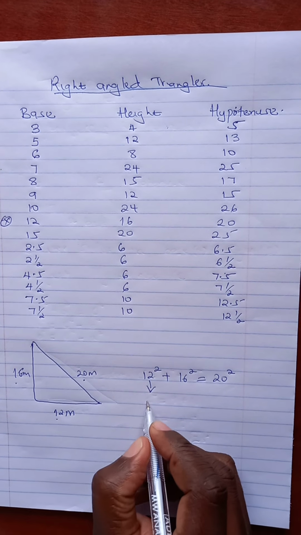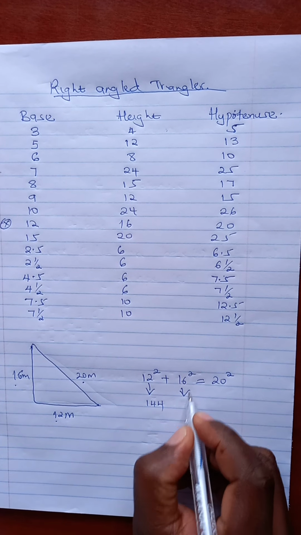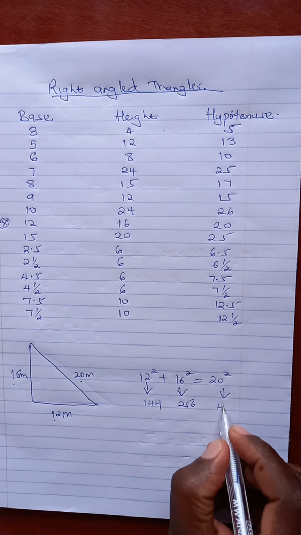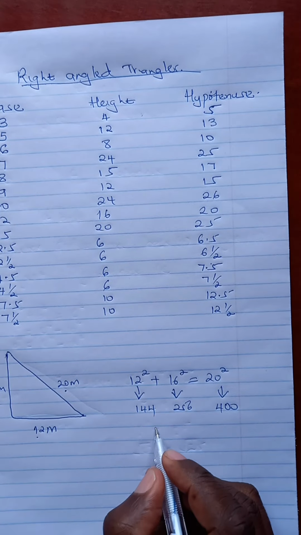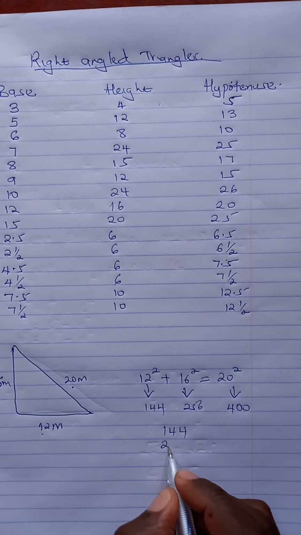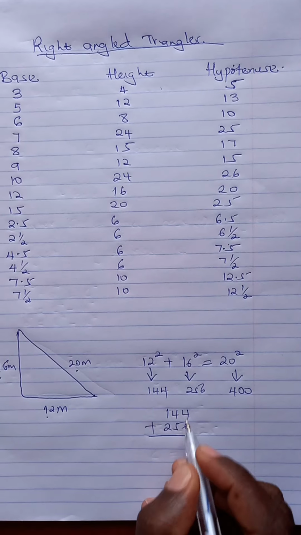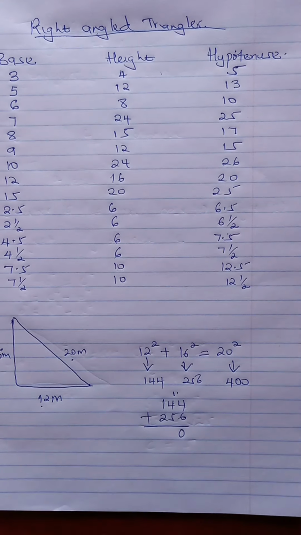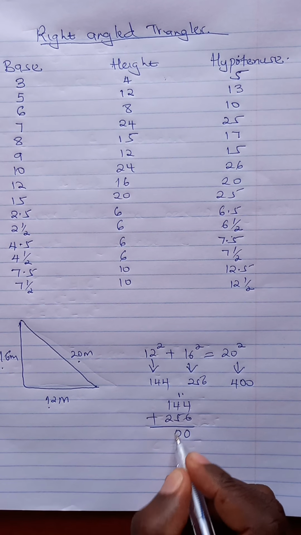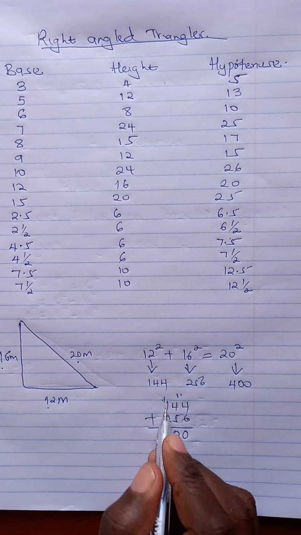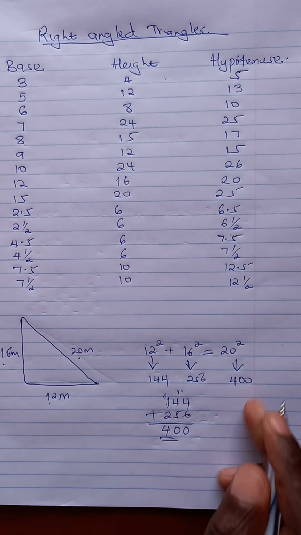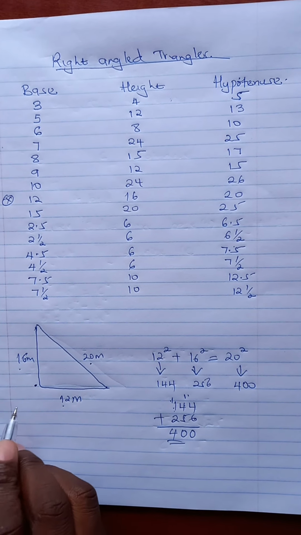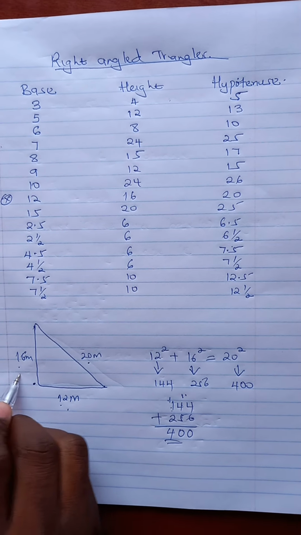12 times 12 will be 144. 16 times 16 will be 256. 20 times 20 will be 400. Learners, if you add 144 plus 256, 4 plus 6, 10, carry 1. 1 plus 4, 5, 5 plus 5, 10, you write 0, carry 1. 1 plus 1, 2, 2 plus 2, 4. It will give you the square of 20. So this is to say that this is a perfect right angled triangle whereby a squared plus b squared is equal to c squared.